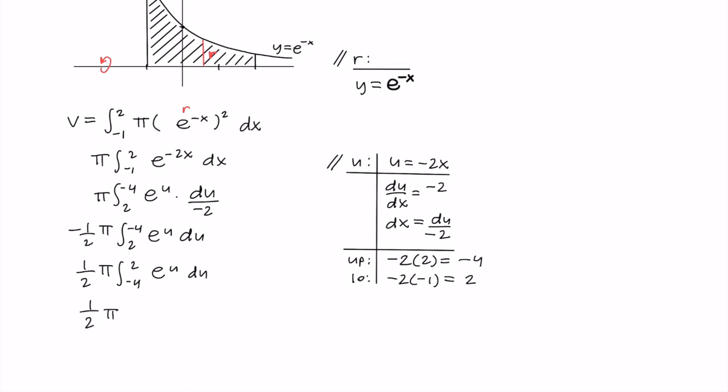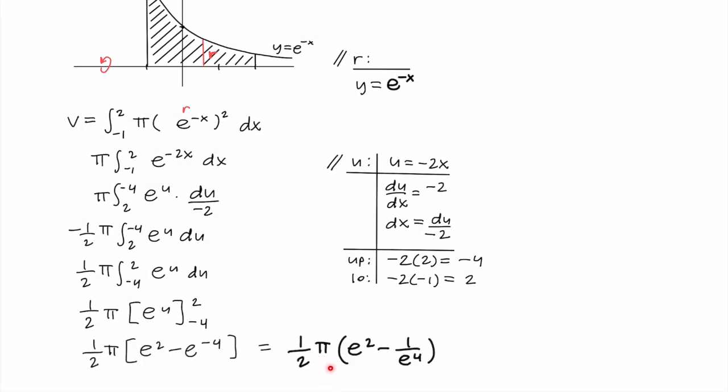The integral of e to the u is e to the u. So now we're going to plug in 2 minus plugging in negative 4. So our final answer is 1/2 pi times the quantity e squared minus 1 over e to the 4th.